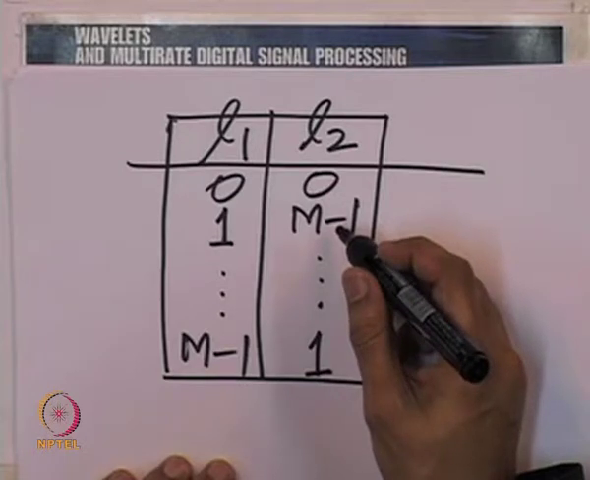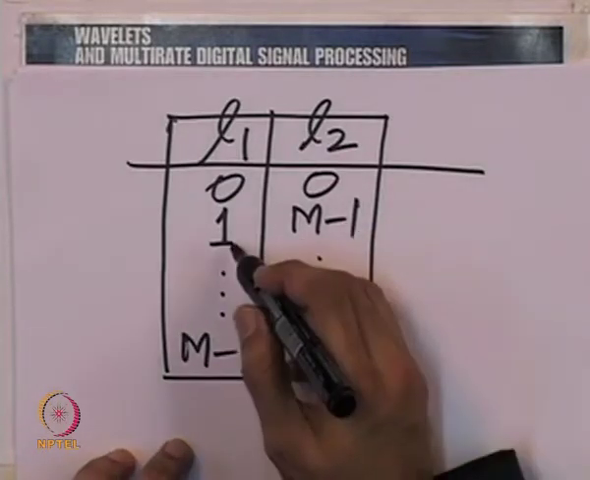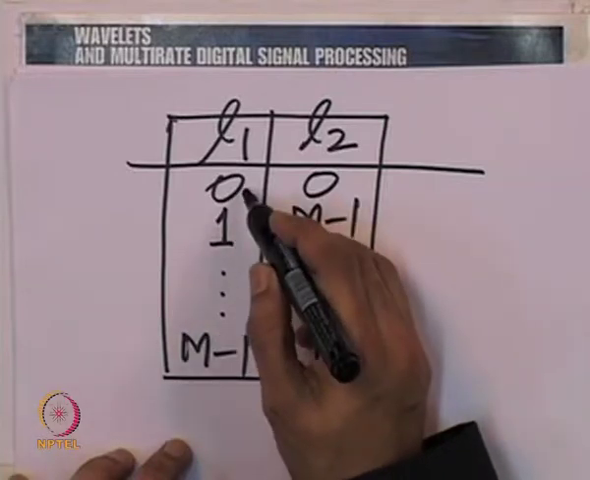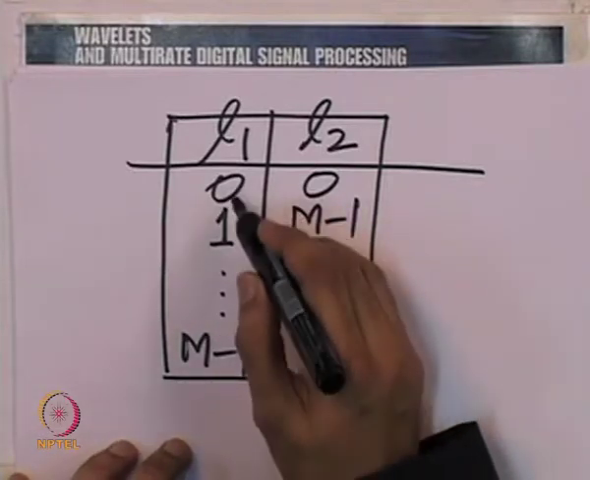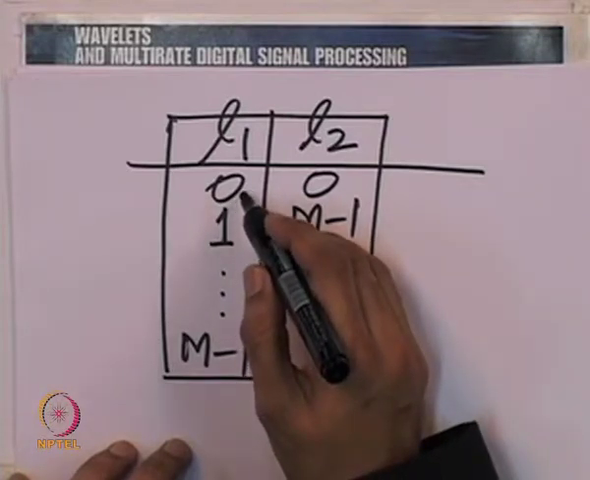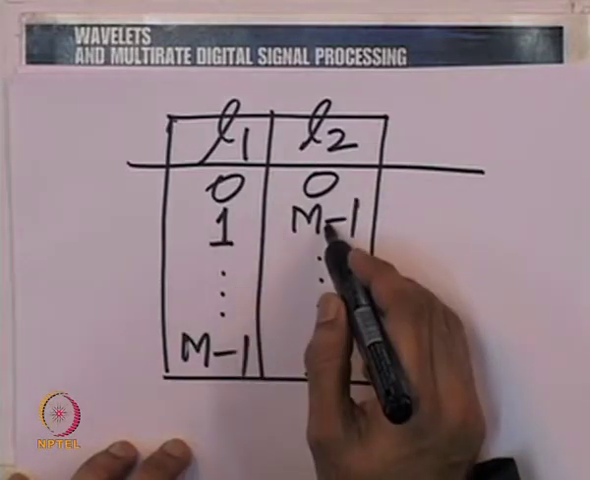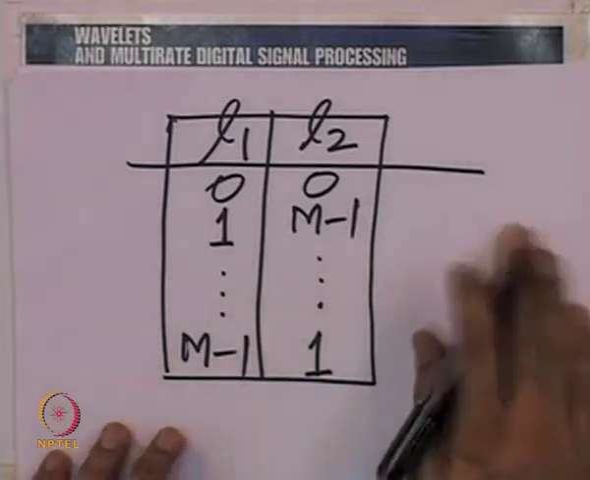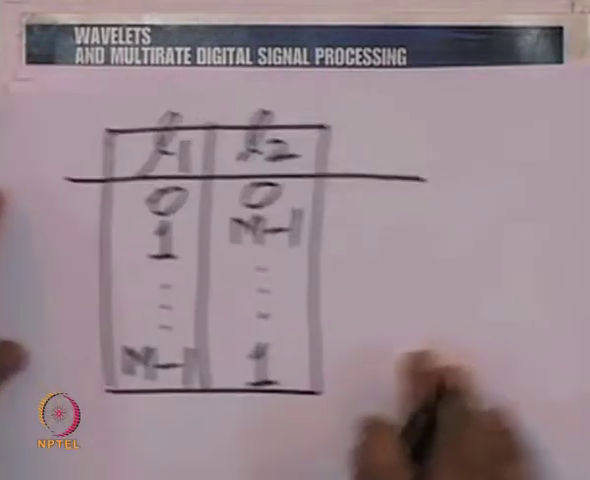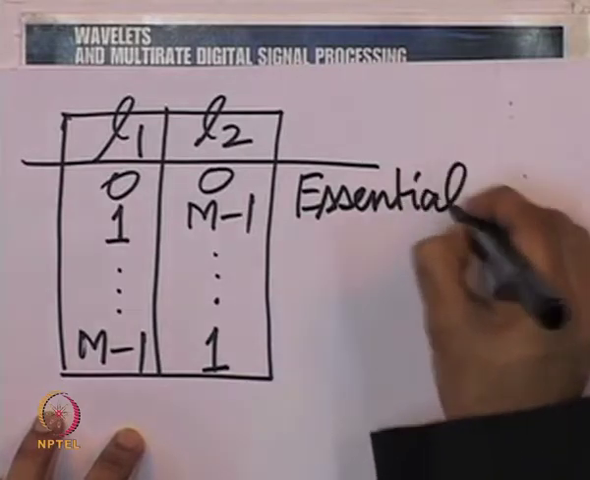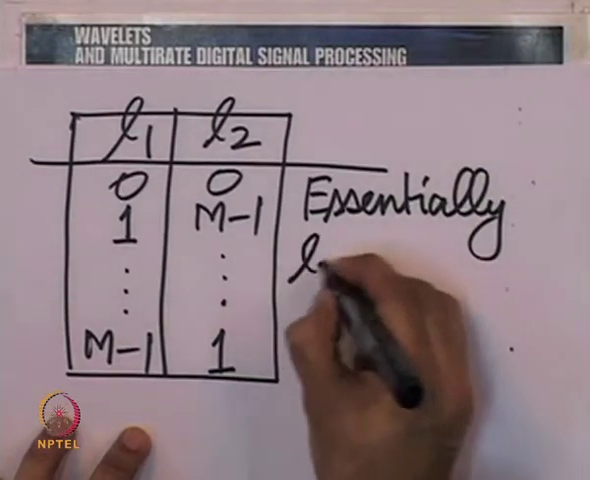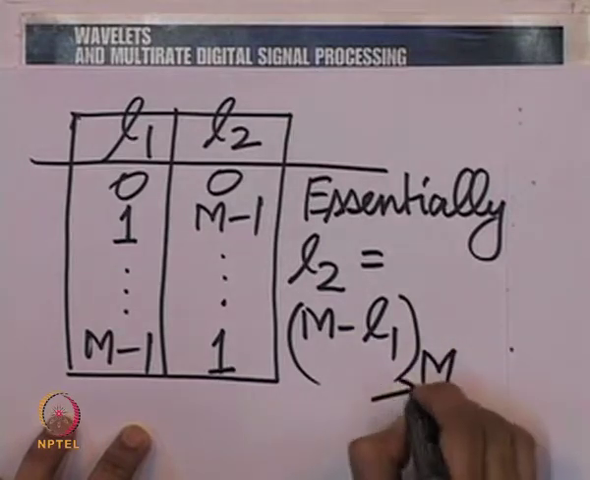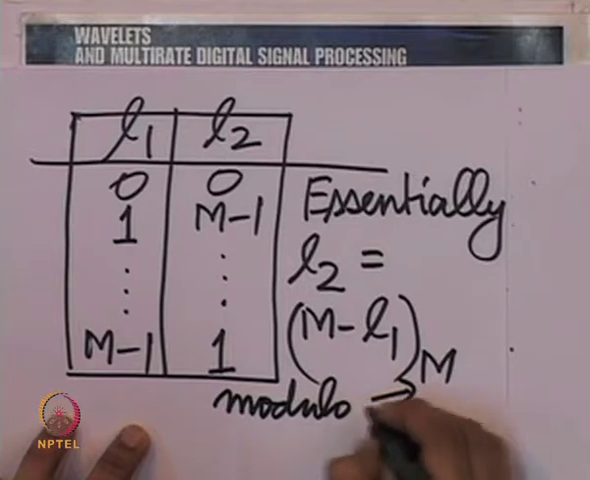All that we are saying is, consider M minus L1. When you take M minus 0, but take it modulo capital M, you get 0. M minus 1 will of course give you M minus 1 as expected. M minus (M minus 1) gives you 1. So, in other words, L2 has been chosen as M minus L1 modulo M. So, this is modulo M.